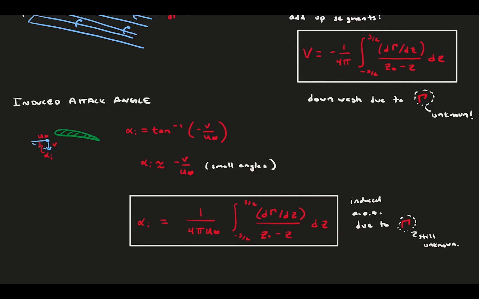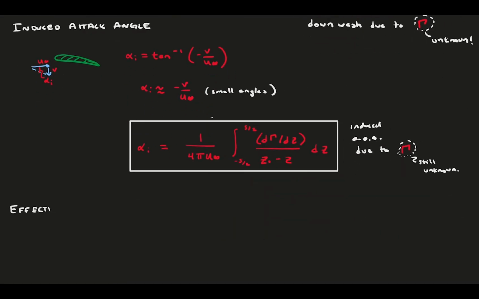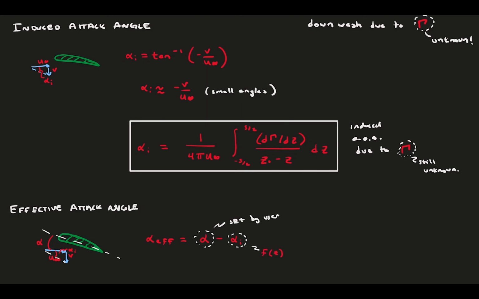Last, we also might want to consider the effective angle of attack. This is the actual angle of attack that the foil feels, with a mixture of the set original angle of attack alpha and the unexpected downwash making alpha sub I. So the effective angle of attack is just the set angle of attack subtracting the induced.